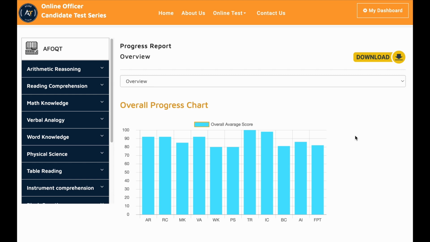The Air Force Officer Qualifying Test, AFOQT, is a standardized test that measures a person's aptitude and abilities to become an officer in the US Air Force. If you are in the US Air Force Academy, ROTC program, or OCS program to become an officer, you need to take this AFOQT test.